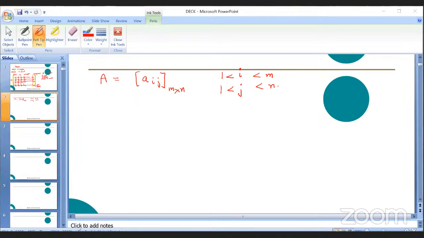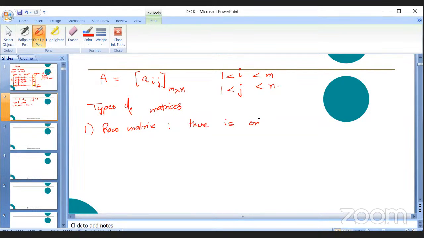Now matrices are of different types. Types of matrices. The first one is row matrix. In a row matrix, there is only one row, nothing else. Like this: 2, 3, 5. There is one row but 3 columns. This matrix B is called a row matrix.